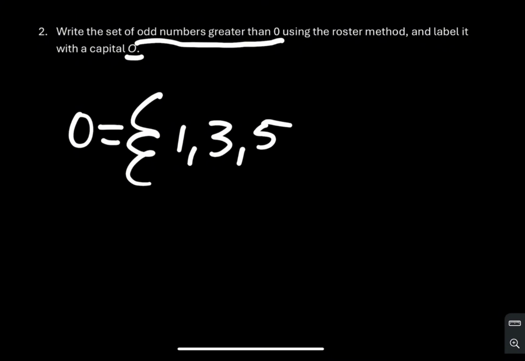So now that we have our three numbers, we can use our ellipsis because it's odd numbers greater than 0. Odd numbers can go all the way to infinity because it just repeats this pattern of adding 2 to the previous number. So we can use our ellipsis here and then close the set. And then that's going to be your answer.